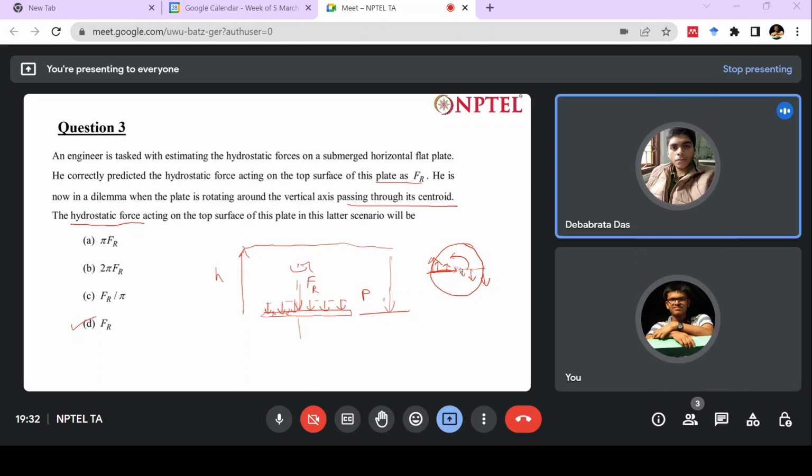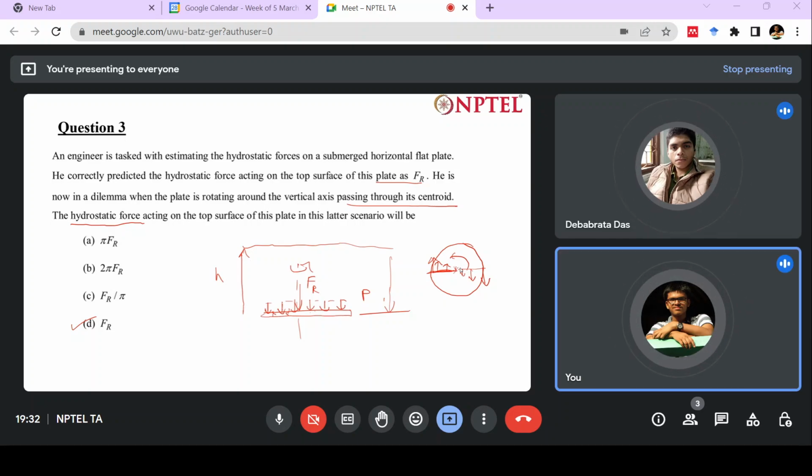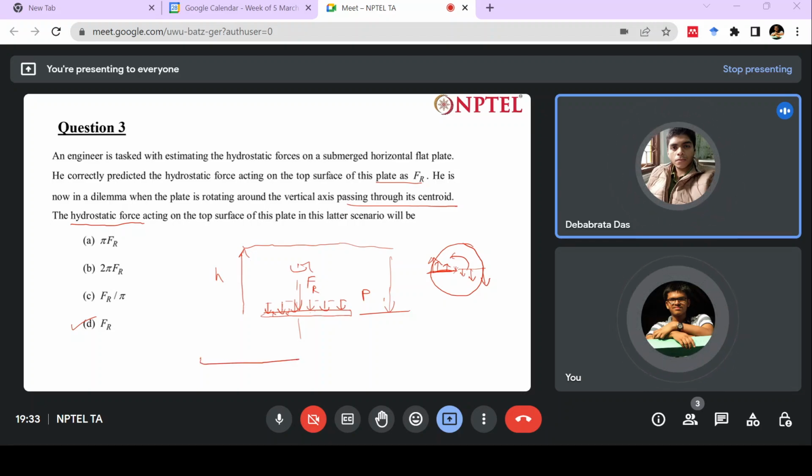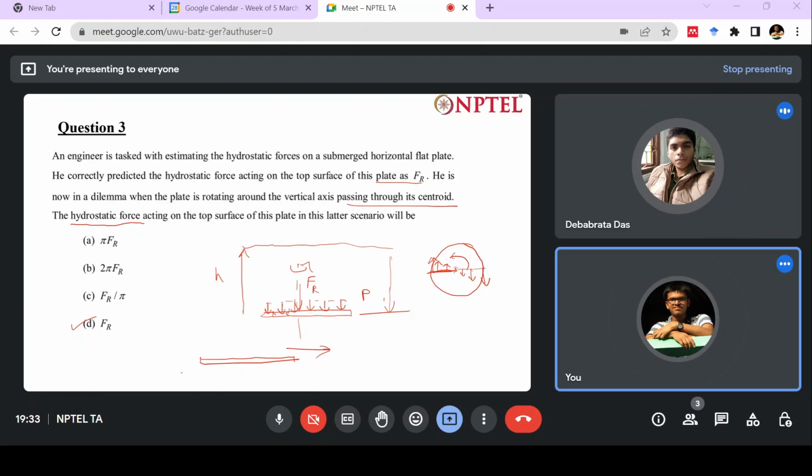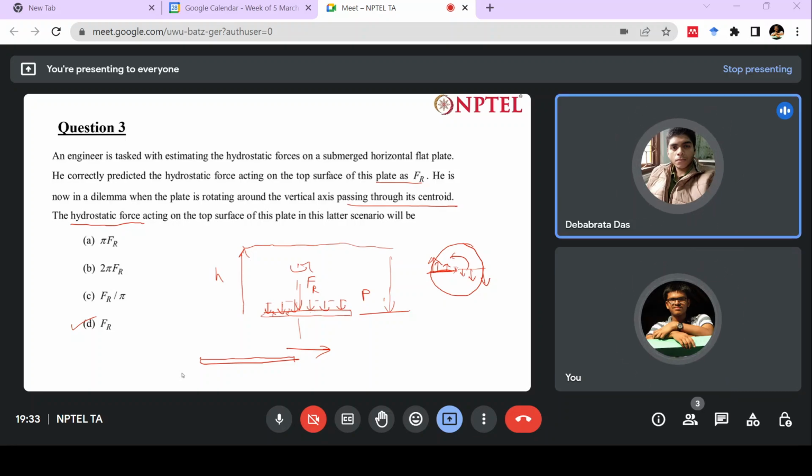And for the net hydrostatic force, there will be no tangential component, and there will only be the FR component. What would happen if we had moved this plate along a tangential direction, along the horizontal direction? If it is translation instead of rotation, will the hydrostatic force be different or the same? It will be different, sir, because there will be some tangential stresses acting on the surface of the plate, and the combination of those tangential stresses will not be zero. It will be a non-zero component.